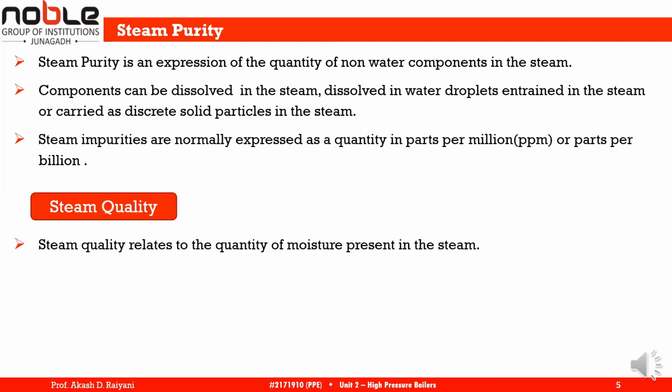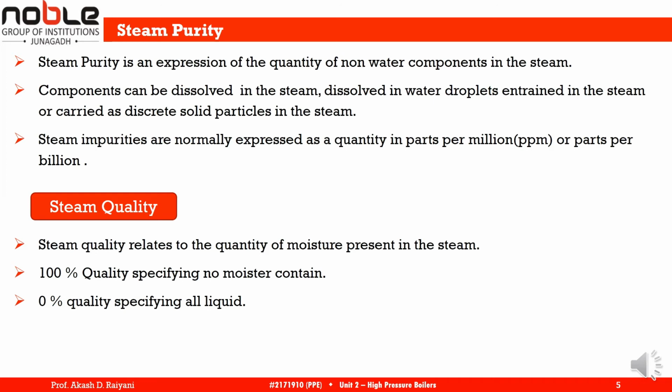Next one is steam quality. Steam quality relates to the quantity of moisture present in the steam. 100% quality specifies no moisture content, so its dryness fraction is 1. 0% quality specifies all liquid, so the dryness fraction is 0.